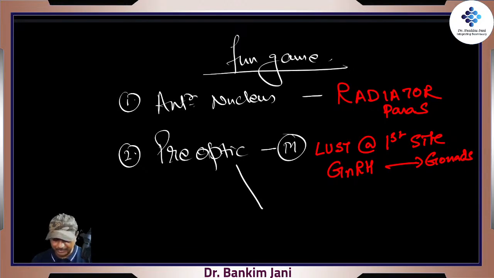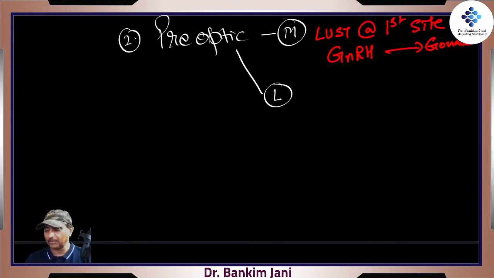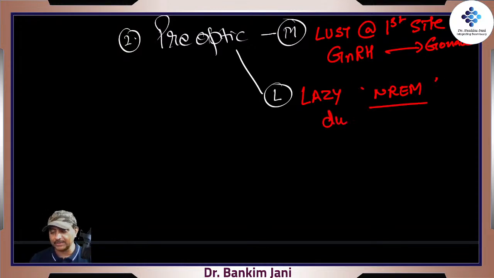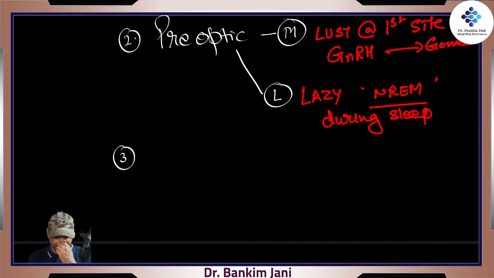So what about the lateral preoptic? What was it? Lateral preoptic was, I think, lazy. If it is lazy, that means we are talking about NREM sleep, so it activates only during NREM. Done. So this is during sleep, something which is released during sleep. Okay, so yeah, this was 3 and 4, but doesn't matter. That's good.